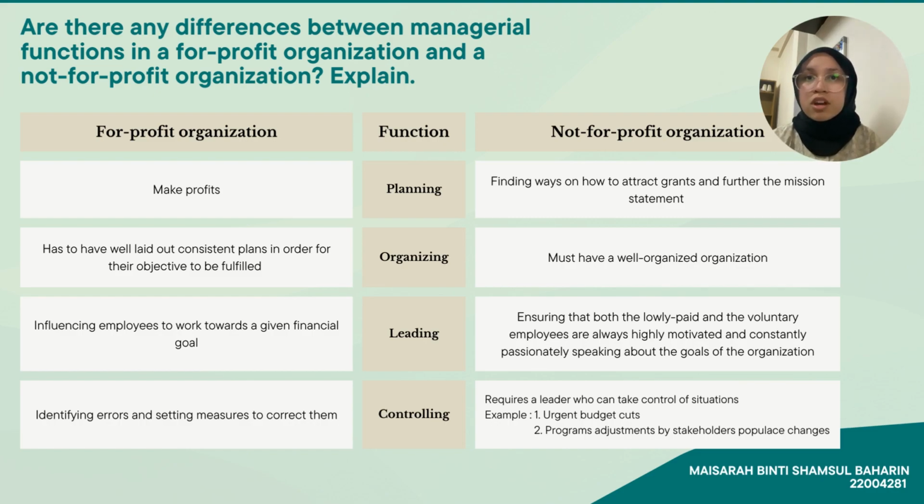Finally, the controlling function in a non-profit making organization requires a leader who can take control of situations such as urgent budget cuts and program adjustments brought about by stakeholder population changes, while that for a profit organization mostly means identifying errors and setting measures to correct them.